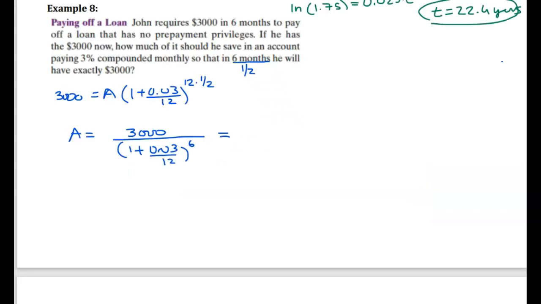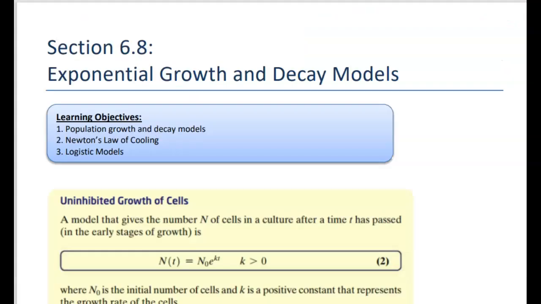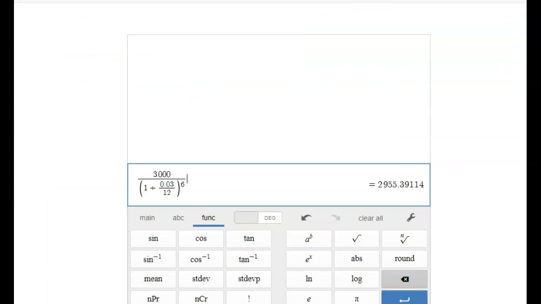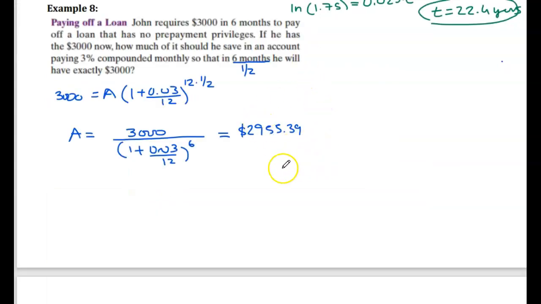2955.39. $2,955.39. Okay, so he can spend about $44 out of that money. Most of it he has to put in the bank. All right.